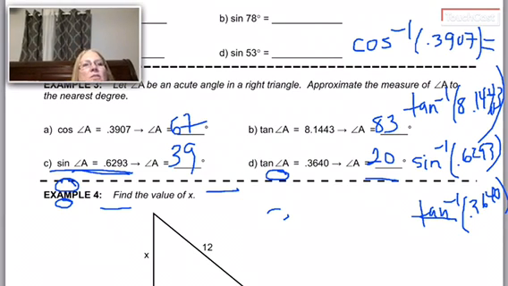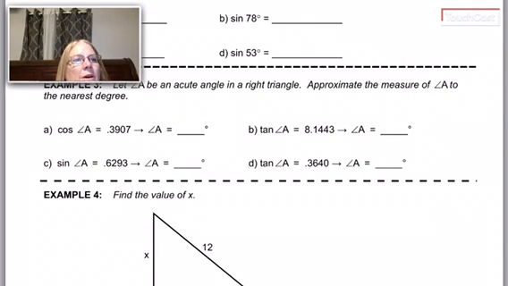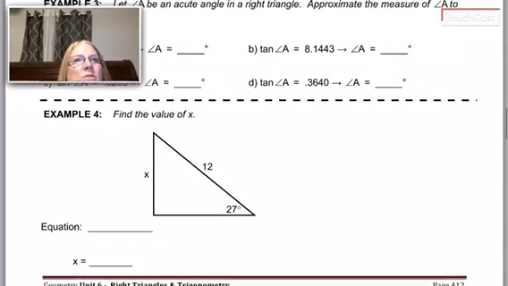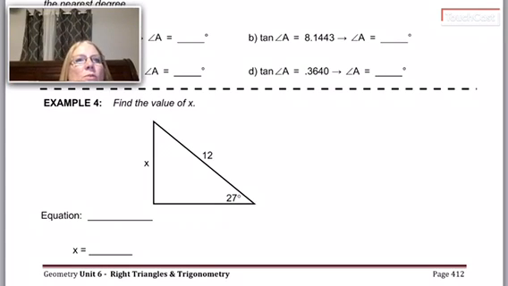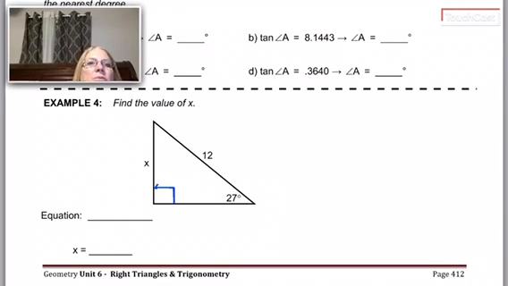Okay, so now let's see, how do we use this? Okay, we know how to use our tables or the calculator, but now how's that going to help us? Okay, so let's look at example 4. So we have a triangle. Now they have to show you that it has to be a right triangle. Okay, and so we have a right triangle.